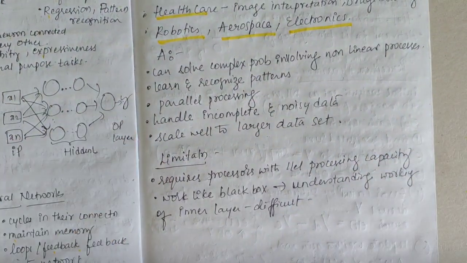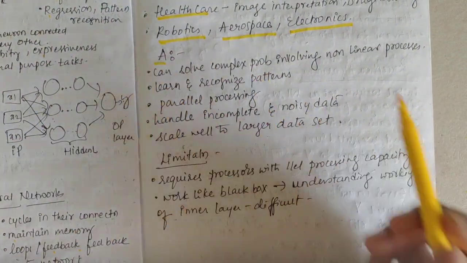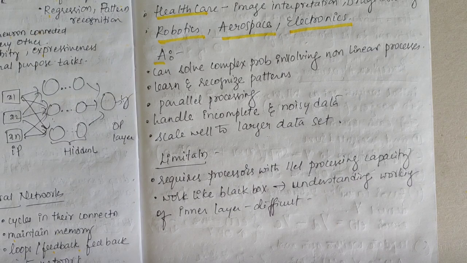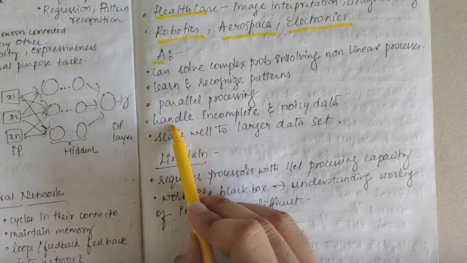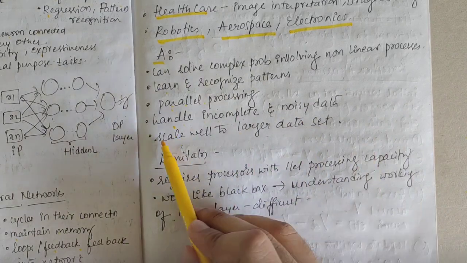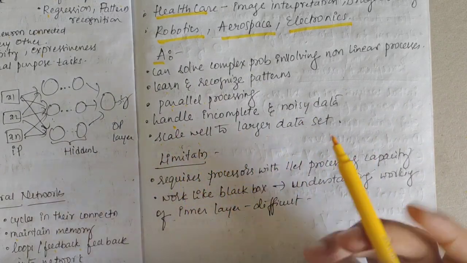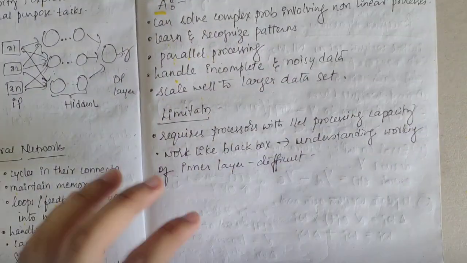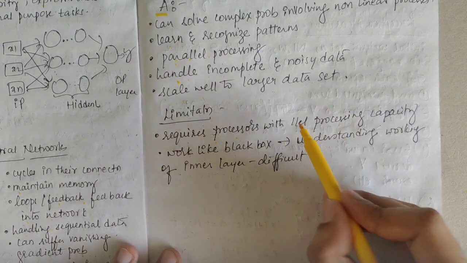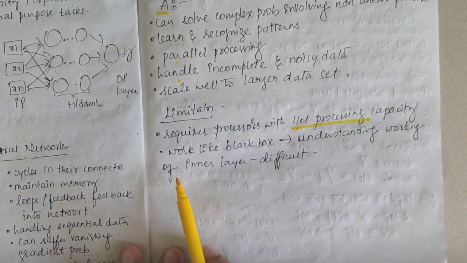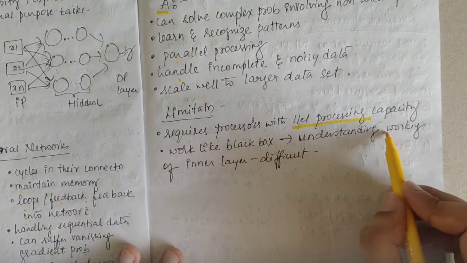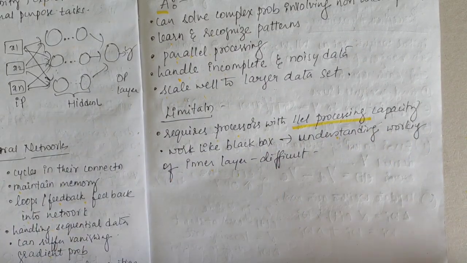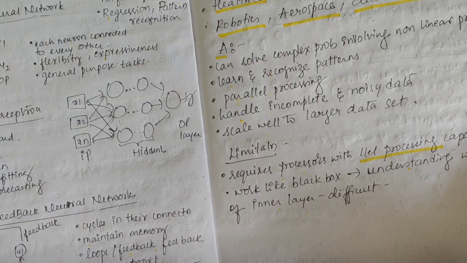Okay. Then we have the advantages. It can solve complex problems involving nonlinear processes, the first one. Then it can learn and recognize patterns. It is used in parallel processing. It can handle incomplete and noisy data. It could scale well to larger data sets also. Then the limitations are it requires processors with parallel processing capacity. And then it works like a black box. In the hidden layer, you won't understand the working of the inner layers, it is difficult here. So that's what the limitations are.